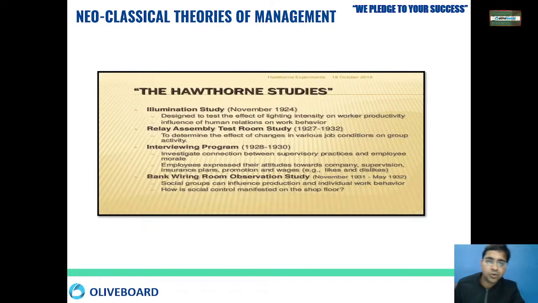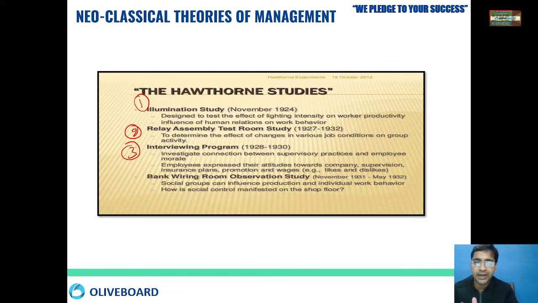Hawthorne studies checked the effect when we increase the lighting of a place. If we increase the lighting intensity of a workplace, what is the effect on human relations? Then the second one is the experiment done on the relay assembly test. Relay means if we change the various conditions in which a person is doing a job, what is the effect of it? Then the third one is the interviewing program.